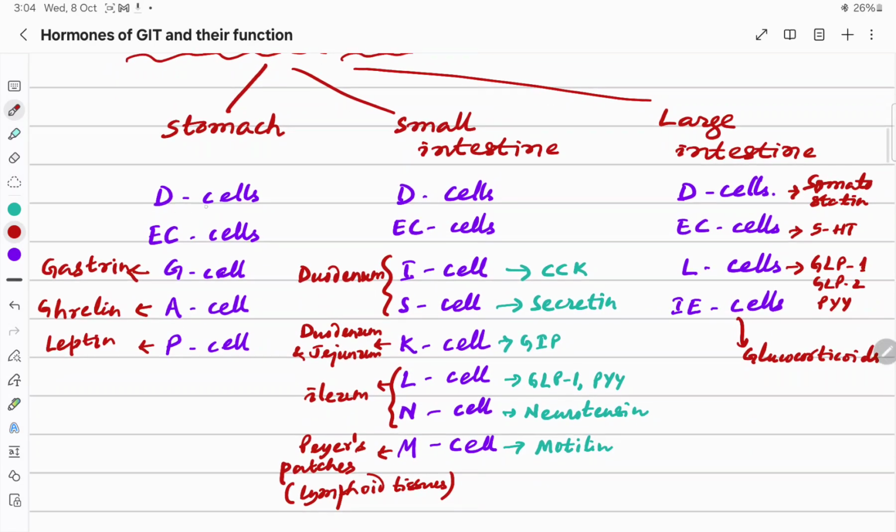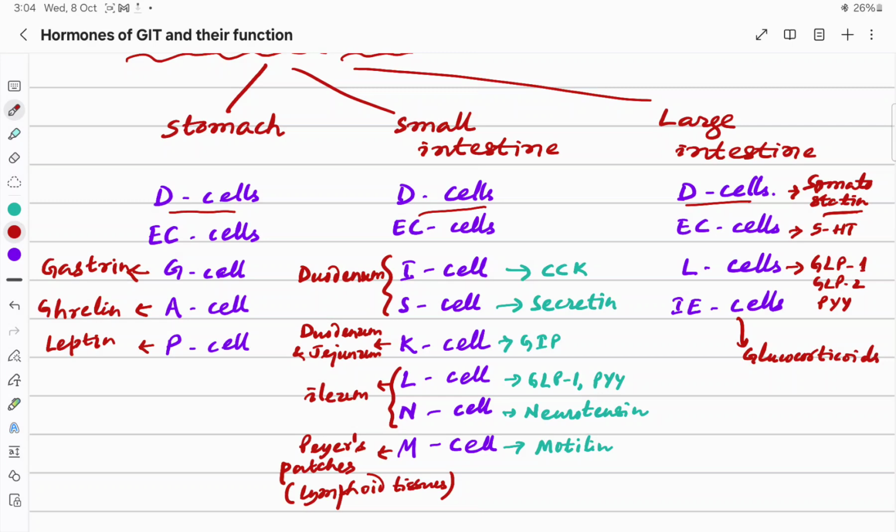So the D cells are present in the stomach, small intestine and large intestine, and they secrete somatostatin. And the major function of somatostatin is that it inhibits a number of gastrointestinal hormone secretions.